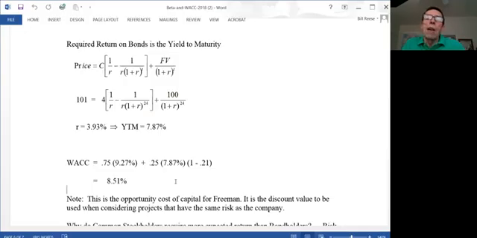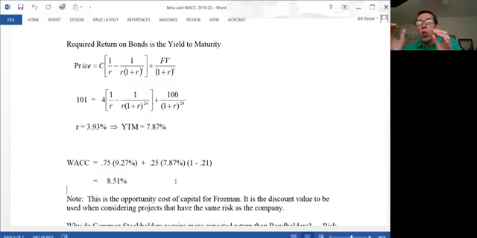Now, let's suppose we have a project where you say, yeah, I know my WACC is 8.51%, but I'm going to be borrowing money to do this project, and all the money I'm borrowing is what's going to be invested in this project. Should I still do it at 8.51%? And the answer is yes, because the firm is still owned by the stockholders who require the 9.27% there.